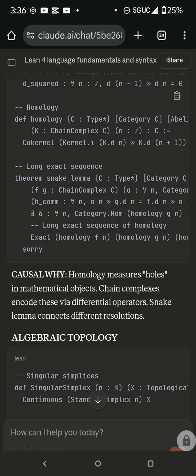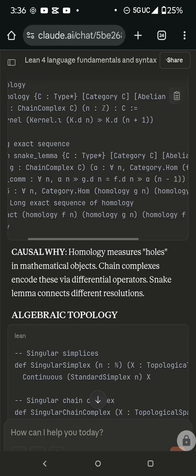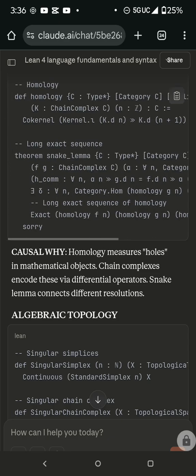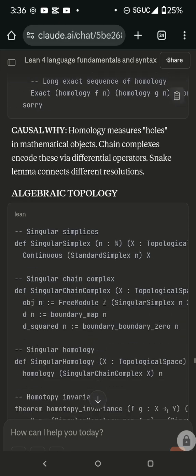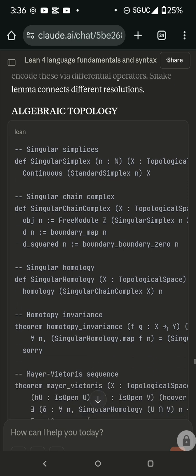That's near the frontier where a lot of these big questions in 2025 in mathematics, as we develop it over the decades and centuries, is around here now. Long exact sequence, so it knows where it's going. And I like this. Then, causally, homology measures holes in mathematical objects. Chain complexes encode these, you see, via differential operators. Snake lemma connects different resolutions. People, get with it with me.